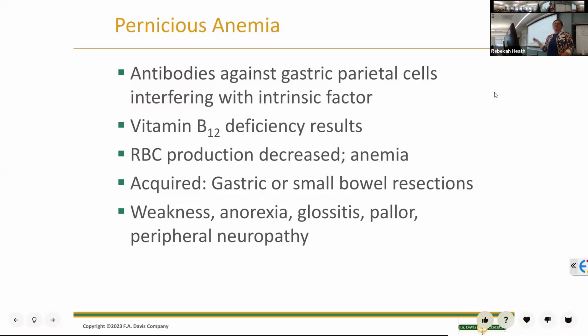You can have this be acquired, like maybe it's not an initial piece. If your gut is resected, because of how you absorb B12, you're not able to absorb it because of a gut resection. It might not necessarily be an antibody, antigen, or immune response. But you do have the symptoms of anemia.